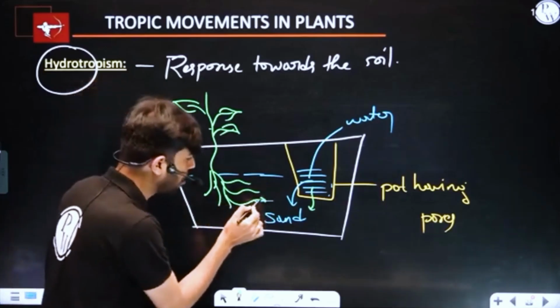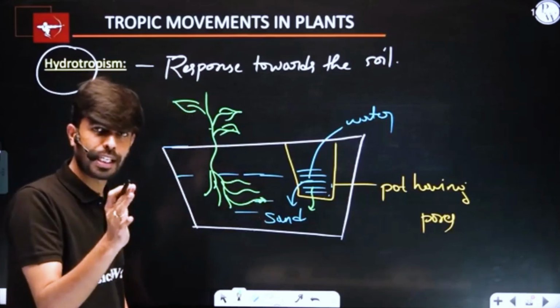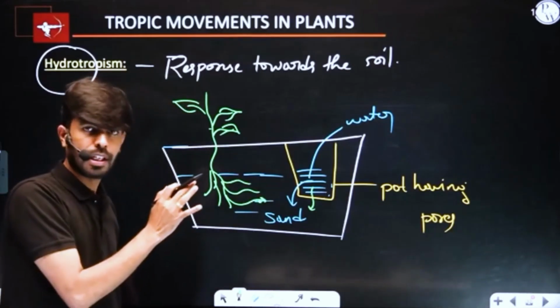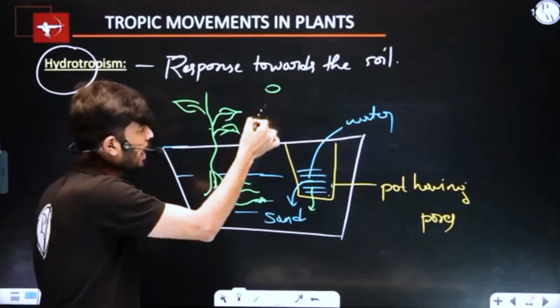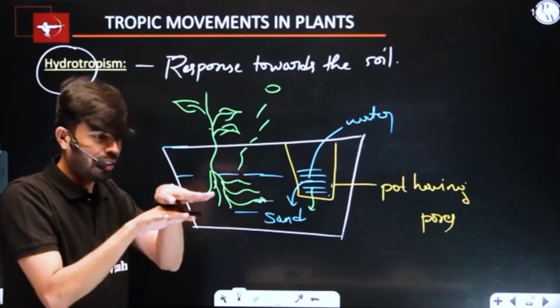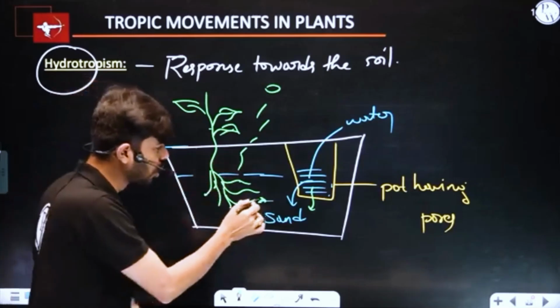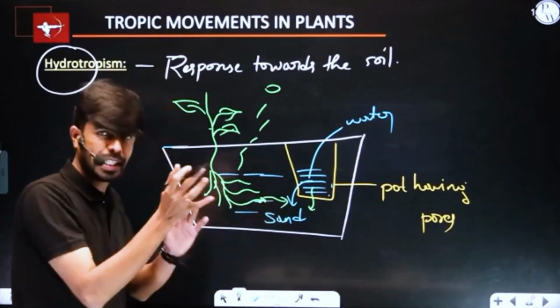So here you can observe auxins are present. Auxins are usually present away from the sunlight. That means if the sunlight is here, then on the lower side there will be auxins. The lower surface of the root has the auxins, so it starts to grow towards the water here. The opposite direction is where they are present.